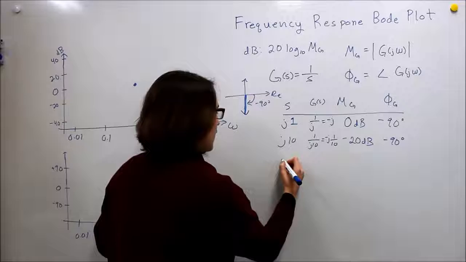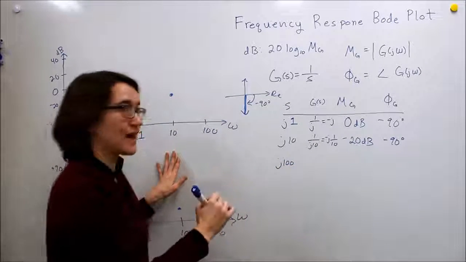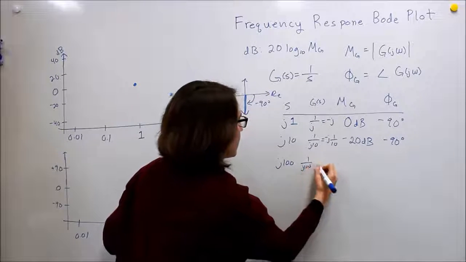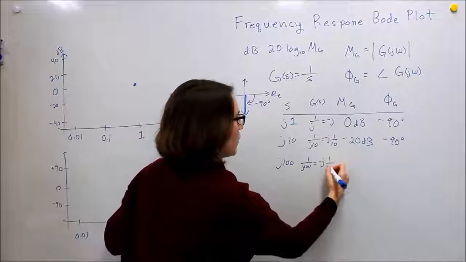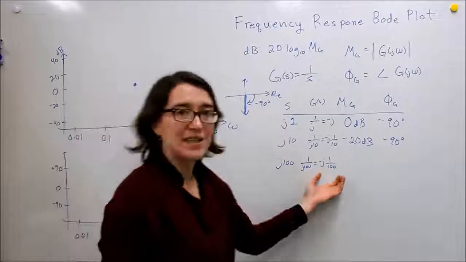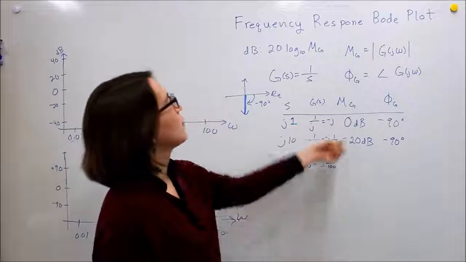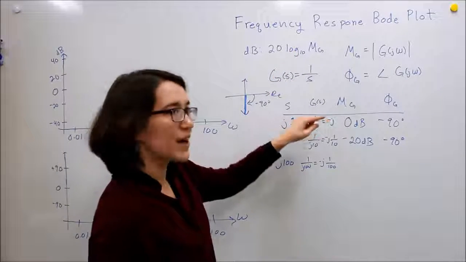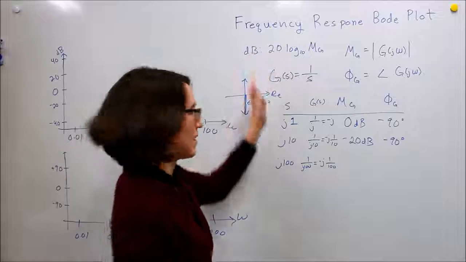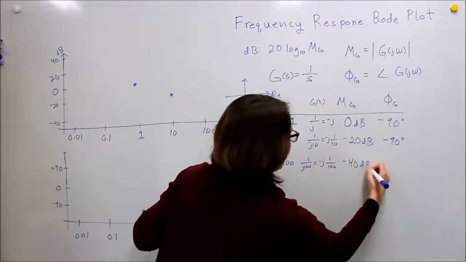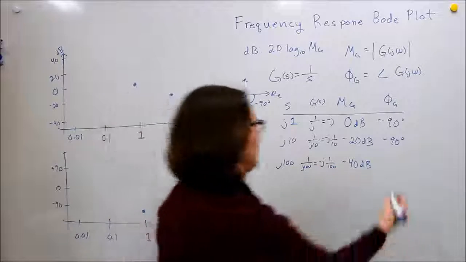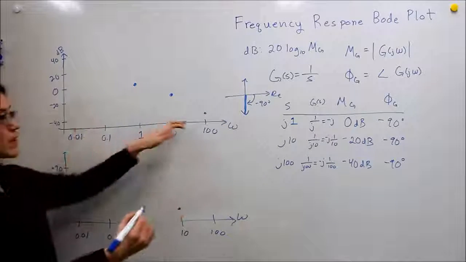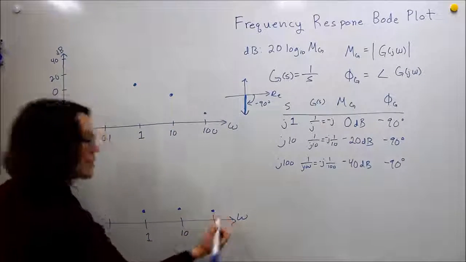So let's look at 100. So here we have j100 as s. We put that into our g of s. We get 1 over j100 is equal to negative j1 over 100. Okay, so if we look at the magnitude of that, it's 1 over 100. Take 1 over 100, put it into our dB equation here. We'll get log of 1 over 100 is negative 2. Negative 2 times 20 is negative 40. And again, our angle, same, negative 90. Okay, hopefully you're also seeing a trend here. So we're at negative 40 and negative 90 here.